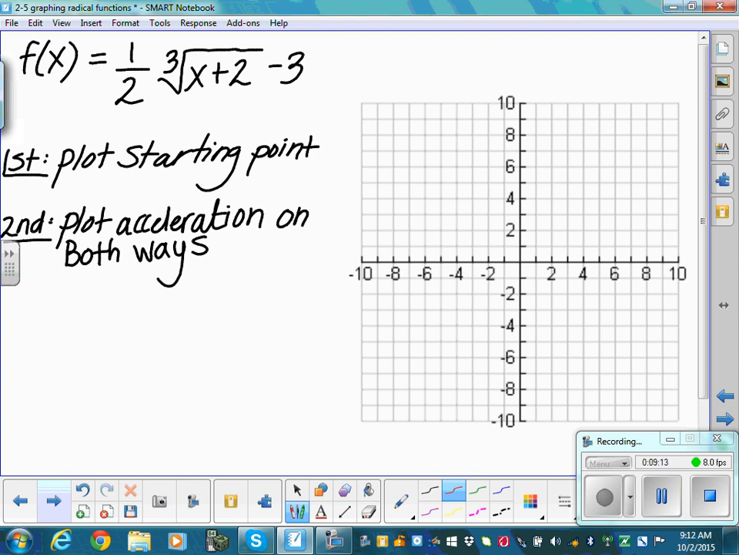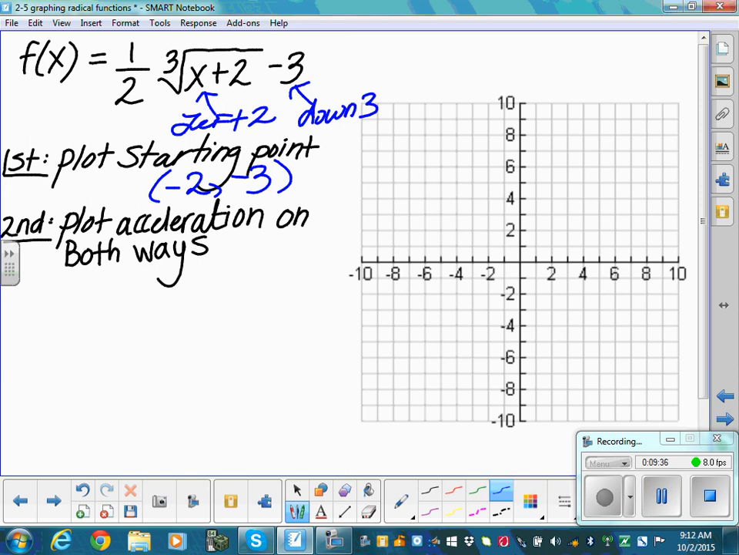Given f of x is equal to 1/2 times the cube root of x plus 2, minus 3. First, identify your shift left and right. Left 2. Very good. You go the opposite. And then what? Down 3. Very good. So we're going to go left 2, which means negative 2, comma, down 3, which means negative 3. So negative 2, negative 3. There's our starting point. Questions on how I did the starting point?